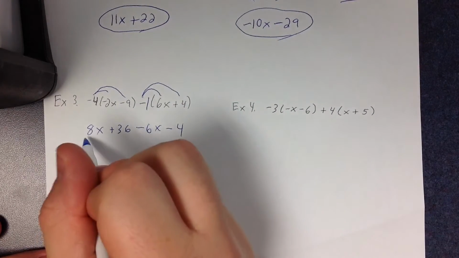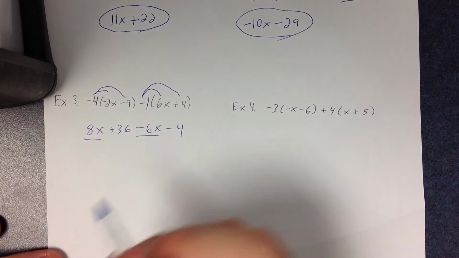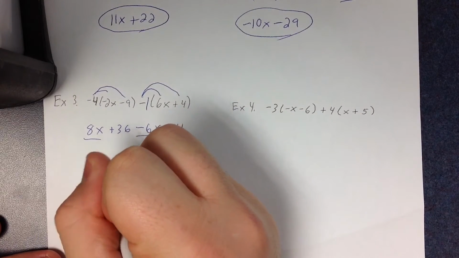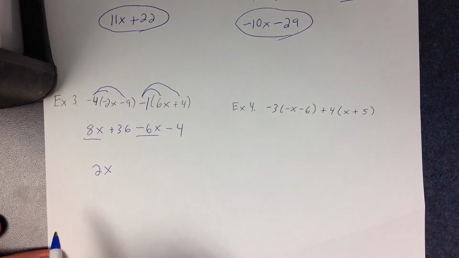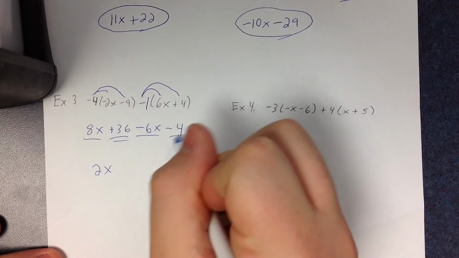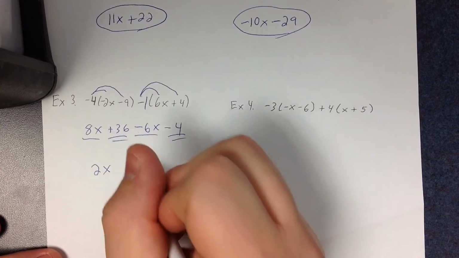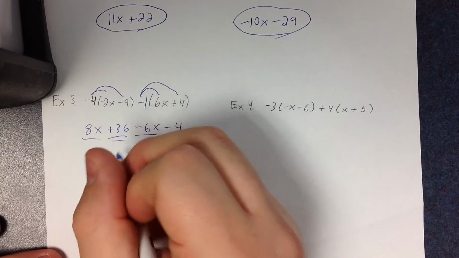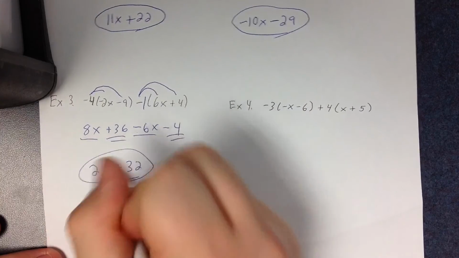So now my like terms, I've got an 8x and a negative 6x. So again, signs are different, so we subtract and get 2x. 8x is bigger than 6x, so it's positive. Then I got a 36 and a negative 4. So 36 minus 4, because the signs are different, is 32. And then the 36 is bigger and it's positive, so it'll be plus 32.